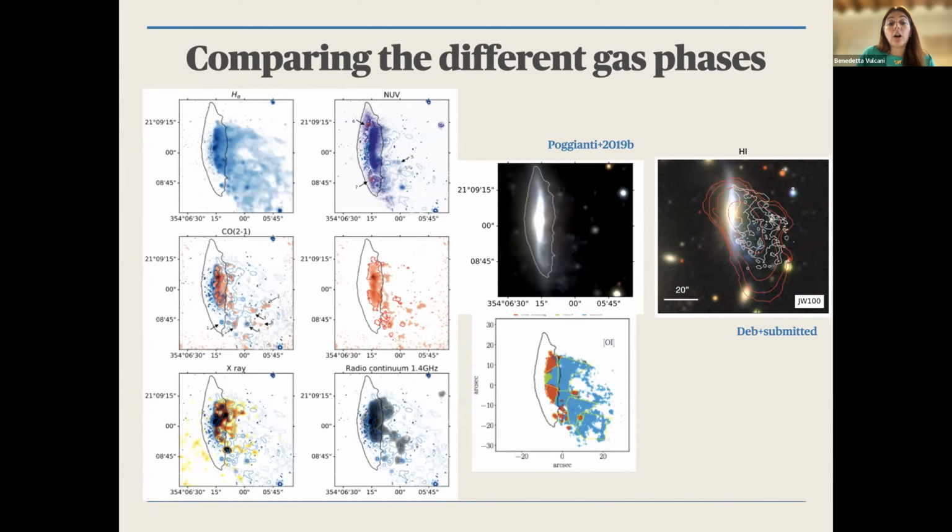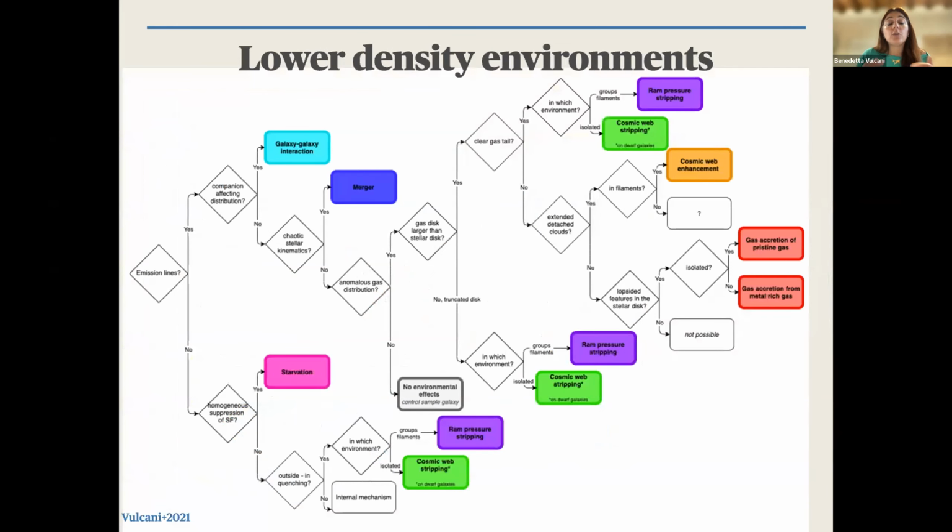Until now, I talked only of galaxies in clusters. I don't have time to go through all the other mechanisms that we have investigated, but just to show you that we developed a diagram to understand what are the physical mechanisms that affect the properties of galaxies in the less dense environment. Combining MUSE information and the knowledge of the environment, we can classify all of the galaxies in our sample.